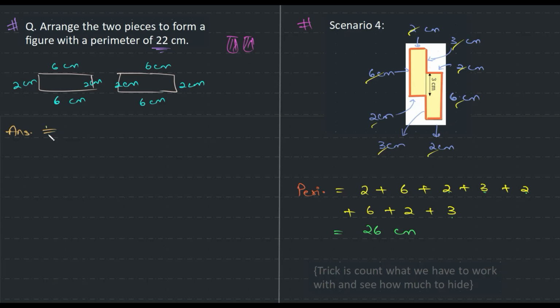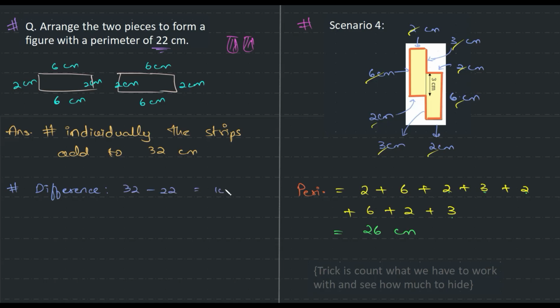First, I figured out individually the strips at 32 centimeter. Now, the difference is 32 minus 22, that is 10 centimeter. So basically, 10 centimeter has to be covered.